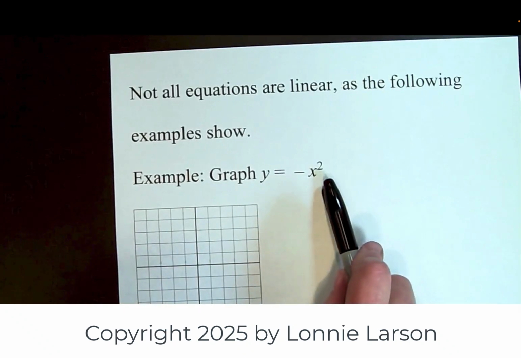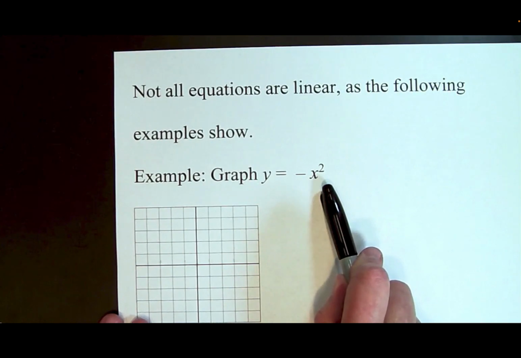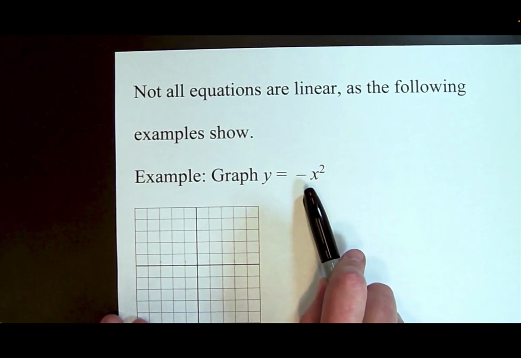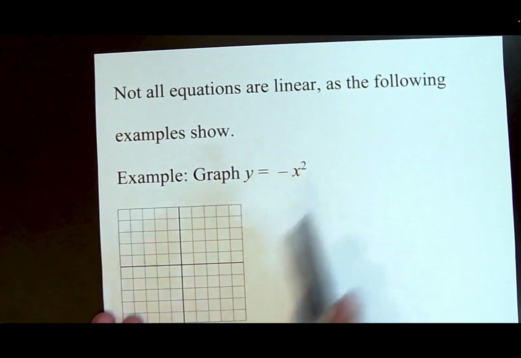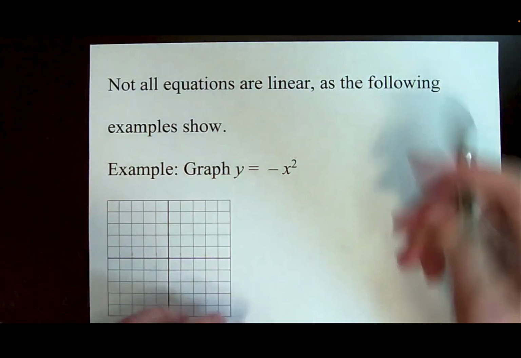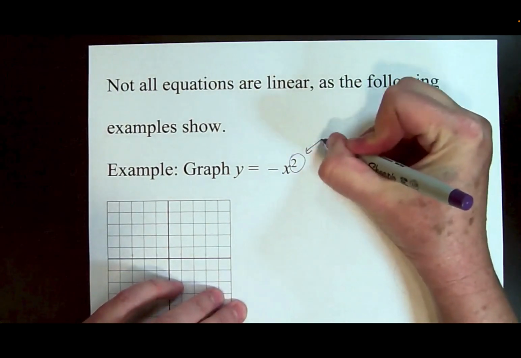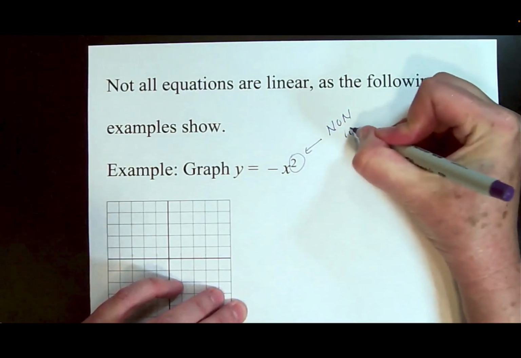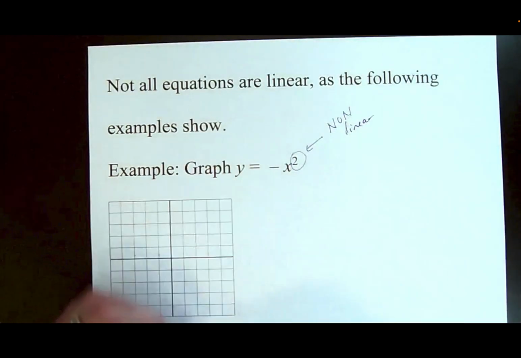Notice there's something happening to the x other than, it's okay that it's being multiplied by a -1. That won't stop this from being linear. But the fact that it has an exponent on it other than the invisible 1 exponent, that tells me it's non-linear. Right? That right there tells me not to expect a straight line graph.